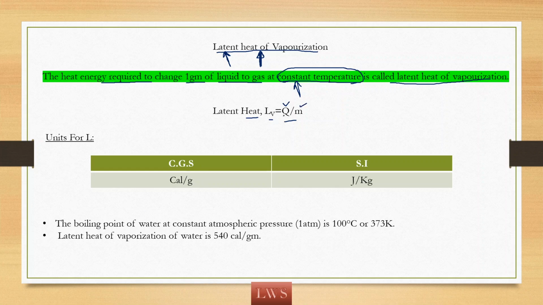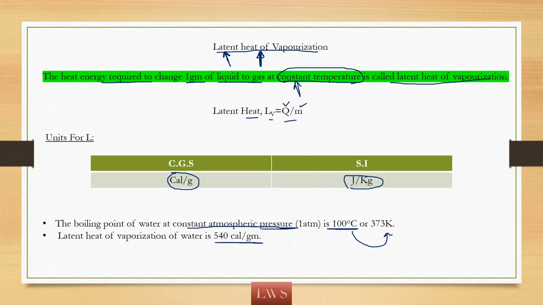And what are the units for latent heat? In CGS, for heat we have calories and for mass we have grams. So calorie per gram is the unit for latent heat. And in the SI system, joule per kg is the unit for latent heat. The boiling point of water at constant atmospheric pressure is 100 degrees Celsius, and in kelvins it is 373 Kelvin. And what is the amount of heat required to change its phase? That is 540 calorie per gram.